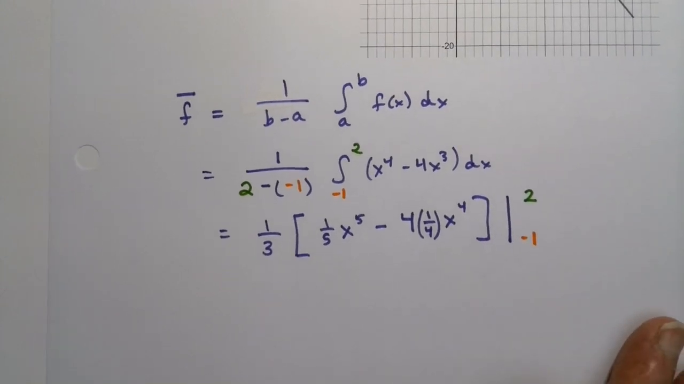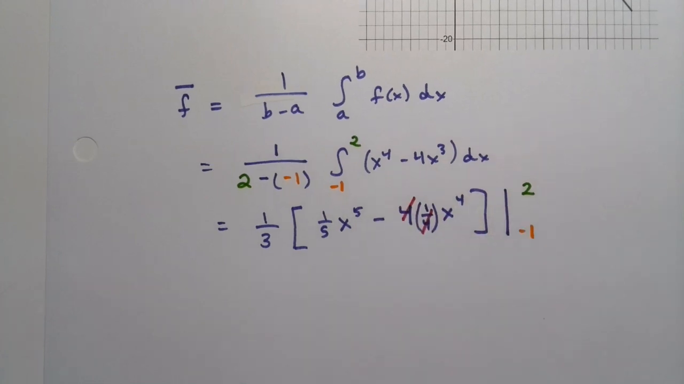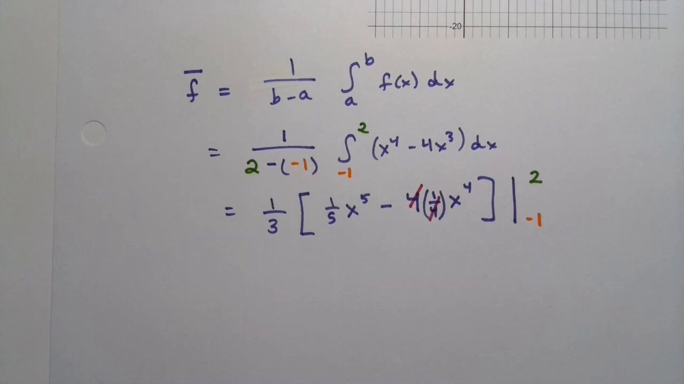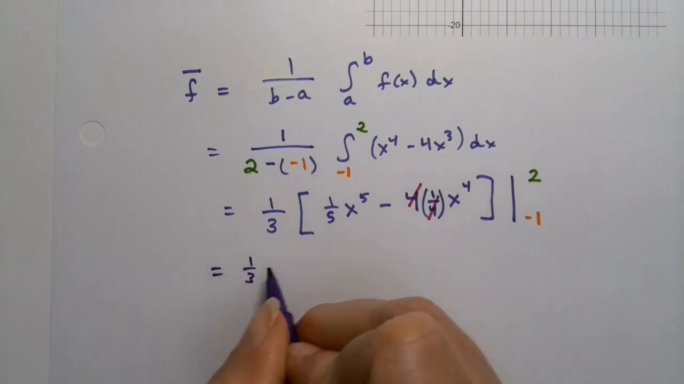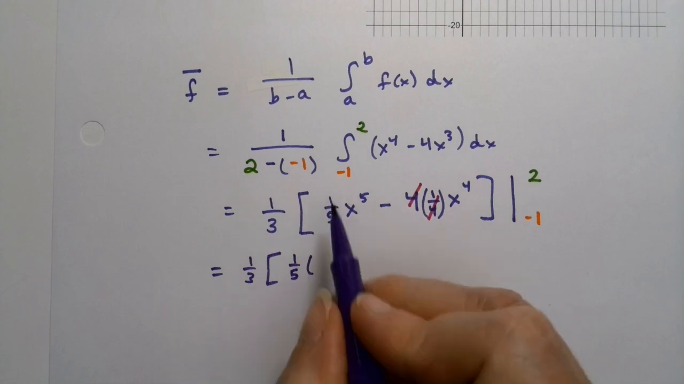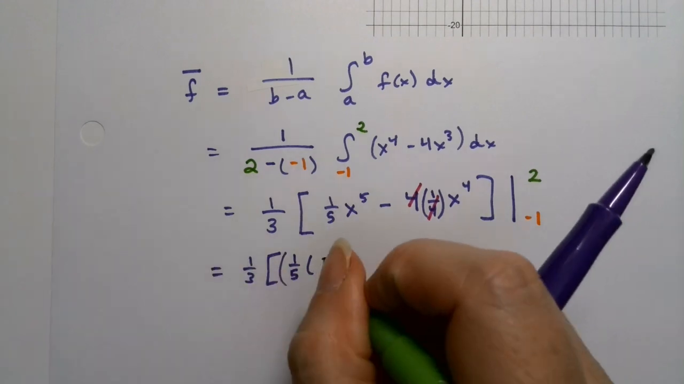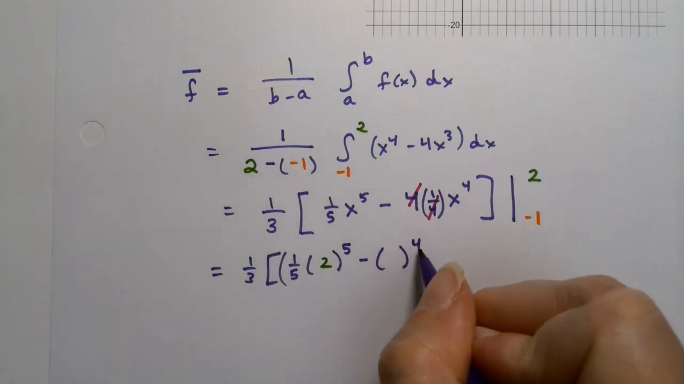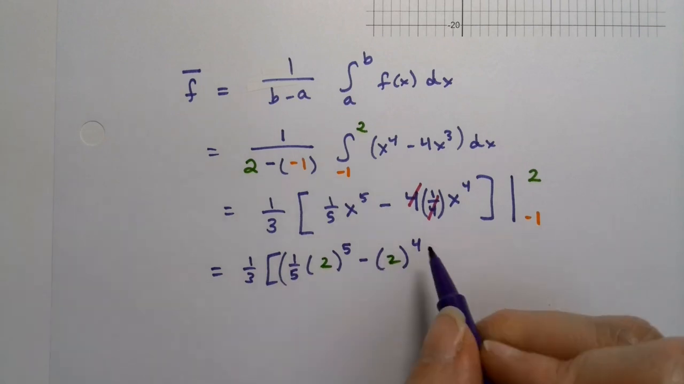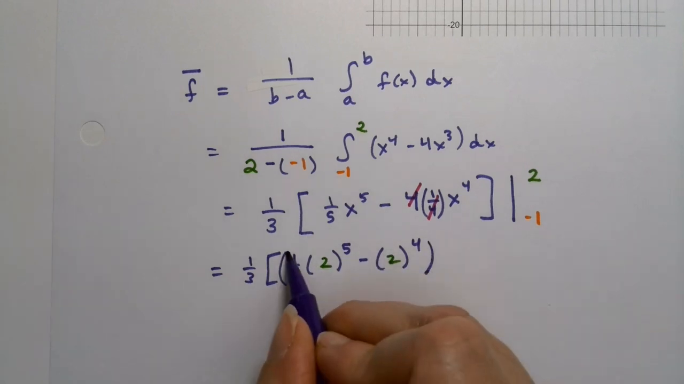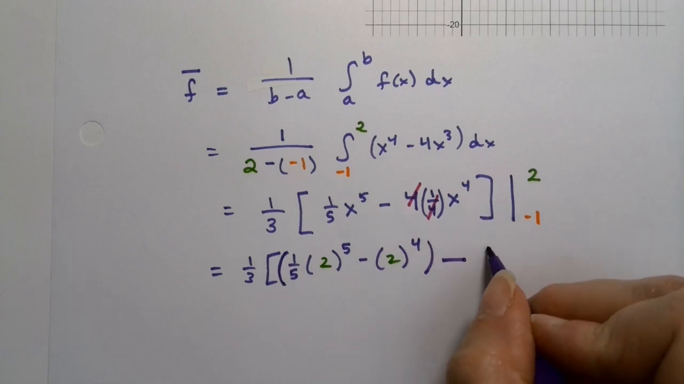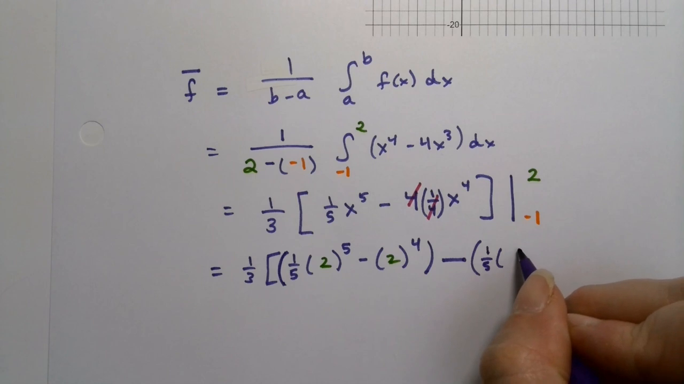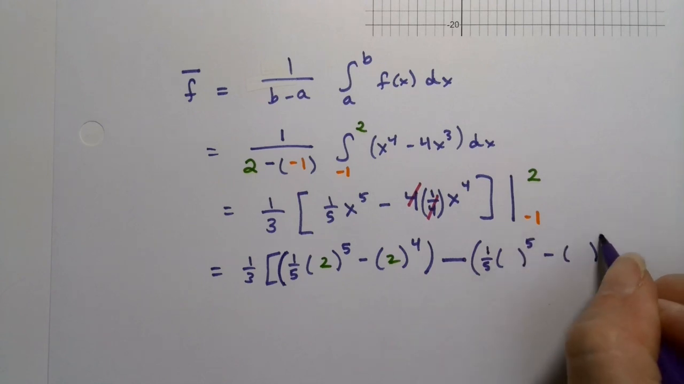Now, before I go substituting into this, I'm just going to realize that I could cancel the 4's and make that go away. So I don't really need to worry about that. All right, so then this is 1/3, 1/5 times 2 to the 5th minus 2 to the 4th. All of that minus, and then I do it again, 1/5 times -1 to the 5th minus -1 to the 4th.